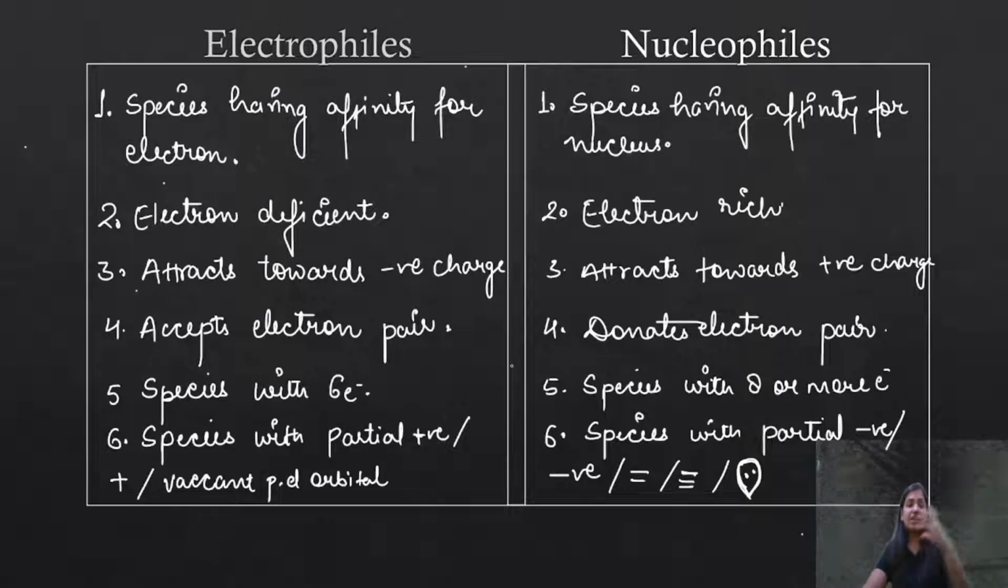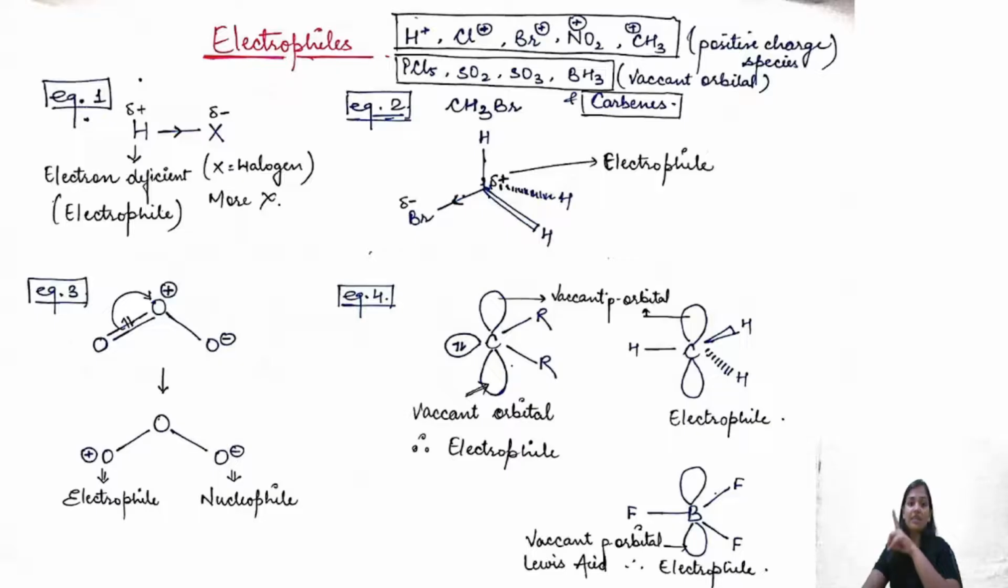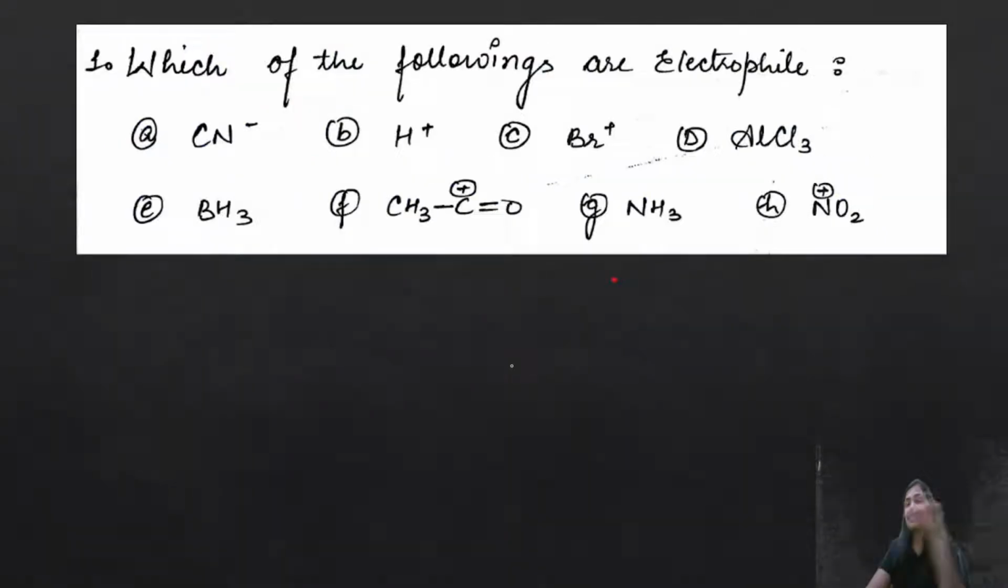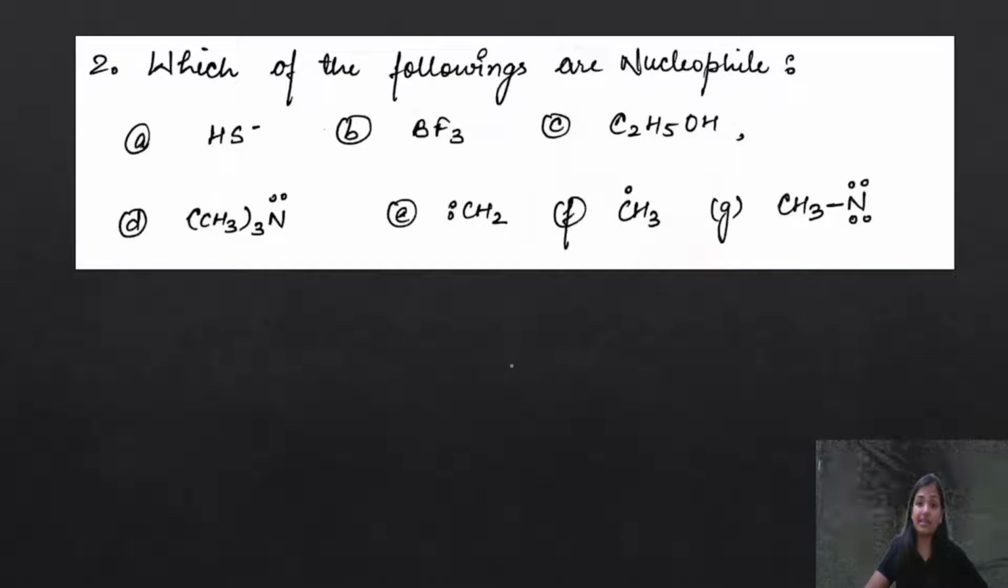I will take you through the important points of difference between electrophiles and nucleophiles, and then we will focus on many examples of how to identify electrophiles and nucleophiles, and then do a small exercise. In question 1, I have given you a few species: CN negative, H positive, Br positive, AlCl3. Some are charged species, some are uncharged. Out of all these 8 species, which are electrophilic in nature? Similarly, in this question, which of these species is going to be a nucleophile?